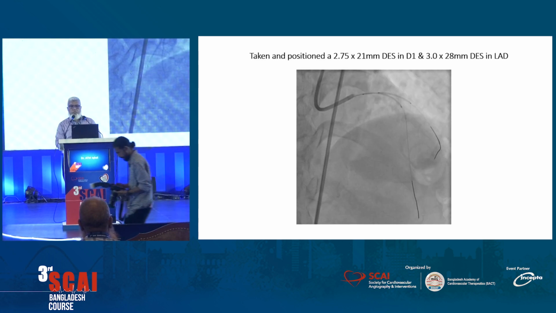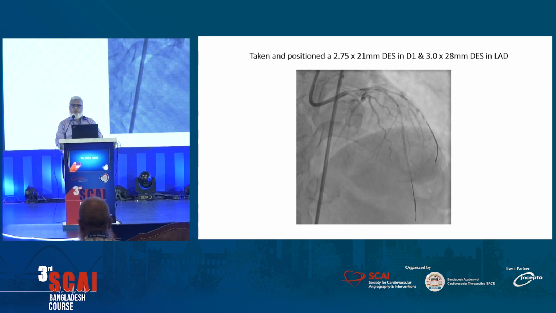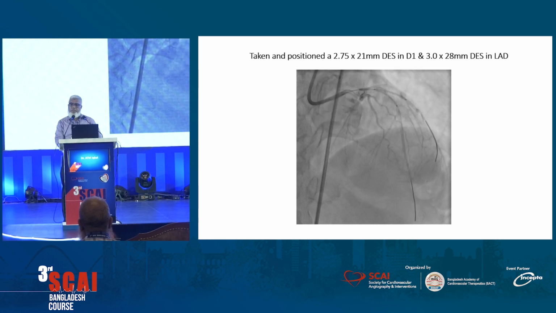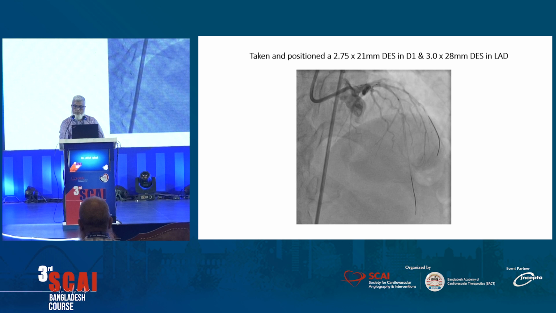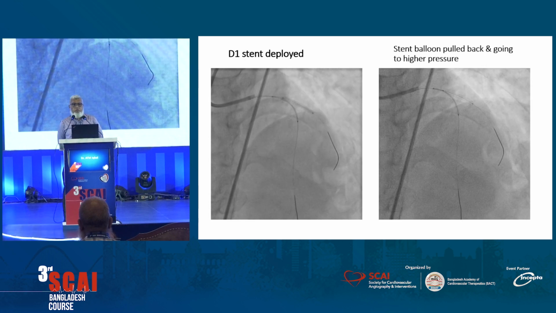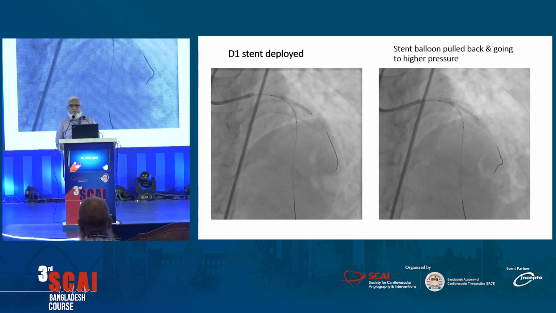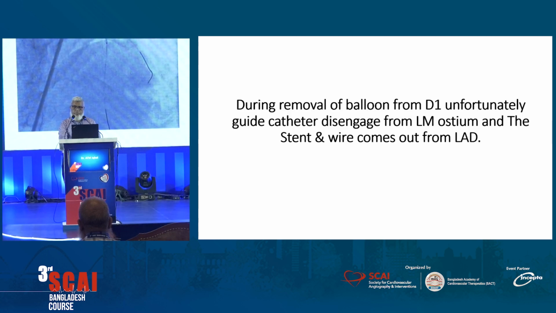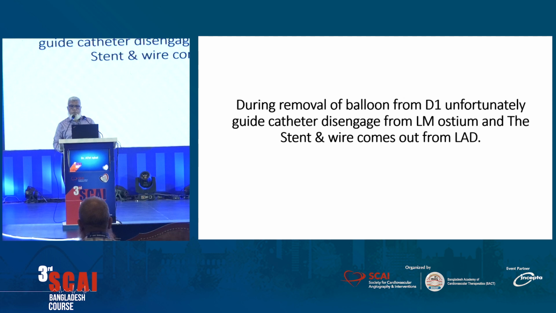Taken in position: 2.75 into 21 millimeter drug eluting stent in D1, and 3 into 28 millimeter drug eluting stent in LAD. D1 stent deployed, stent balloon pulled back and going to higher pressure. During removal of the balloon from the D1, unfortunately the guide catheter disengaged from the left main ostium, and the stent and wire came out from the LAD.